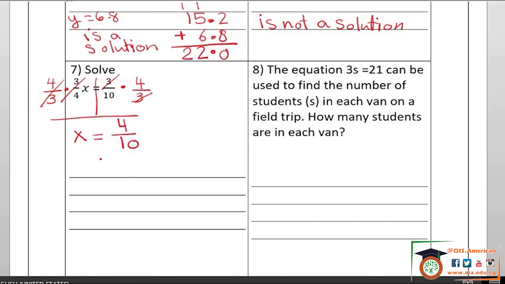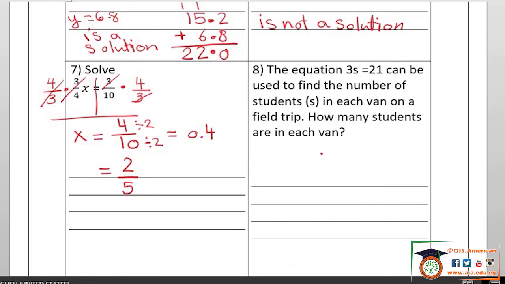I need to simplify it more. I can write it in a smaller fraction. So I will use my do-do rule. Divide by 2. Divide by 2. So 4 divided by 2 equals what? 2. 10 divided by 2 equals what? 5. So this is the final answer. Some of you changed this fraction into a decimal. So they wrote 0.4, which is also correct.